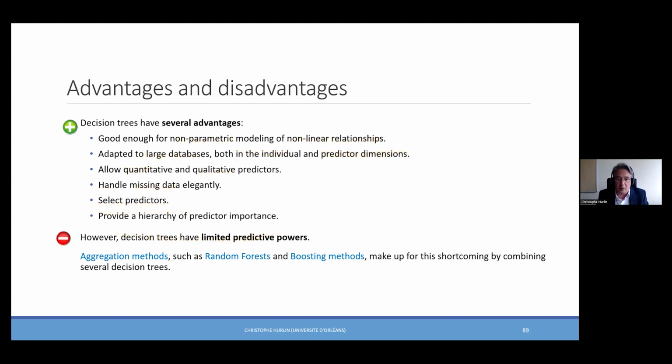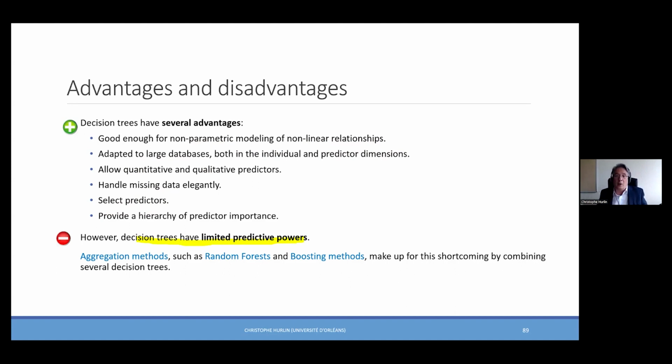Now the drawbacks. The main drawback is that decision trees have limited predictive power. Okay, so for instance, if I use a decision tree for a regression, in general, it's difficult to reach a very high R-squared value, okay, for many datasets. In general, it is also the same for classification. It is difficult to reach a very high AUC value for a classification problem with a decision tree.